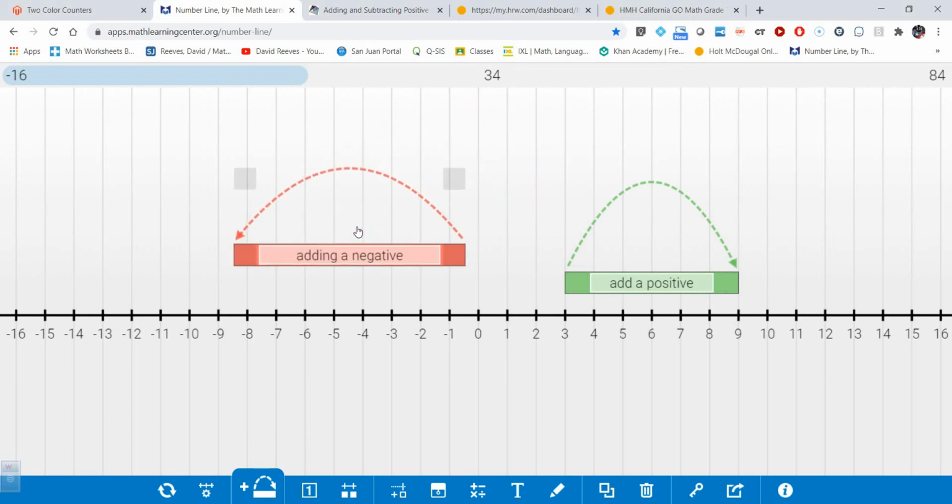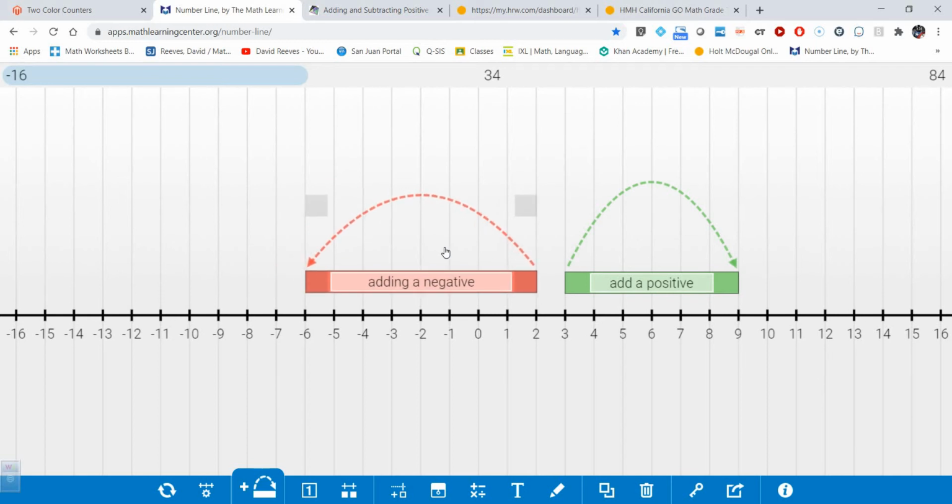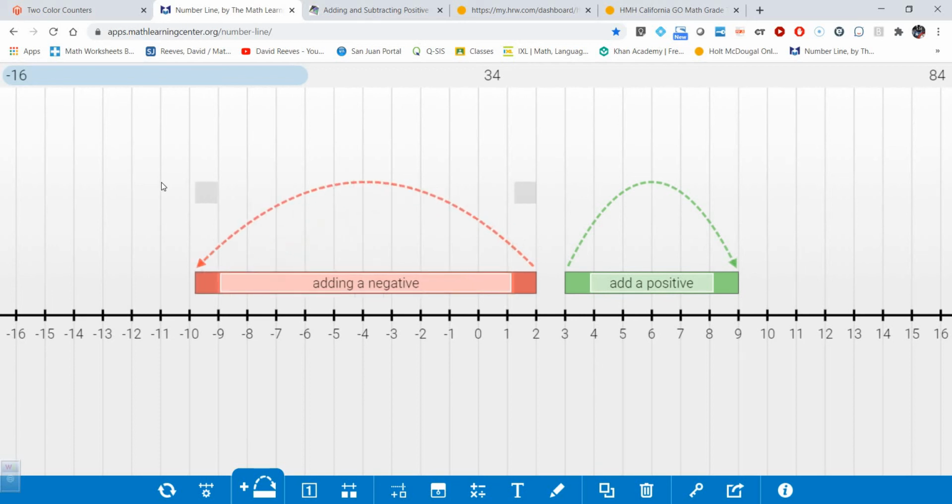And then adding a negative, of course, is literally the opposite, right? So adding a negative, I'm going to move to the left. Here I'm at 2, and I go 1, 2, 3, 4, 5, 6, 7, 8. So 2 plus negative 8 would be at negative 6. I just move that many to the left. And again, on a number line, the answer is where you finish, where you end up. So now I'm at 2, and I'm going all the way over to negative 12. I go 10 that way.